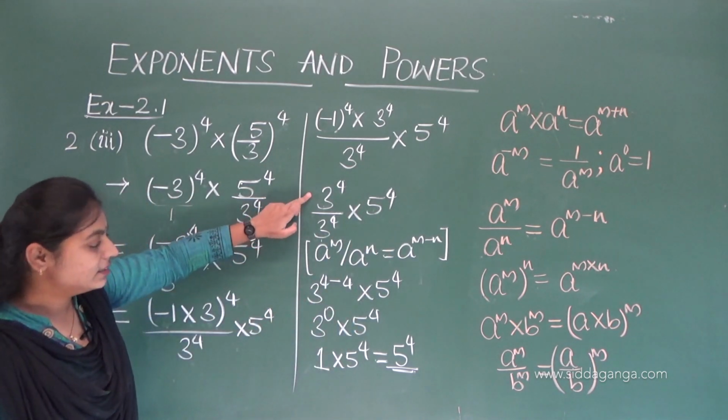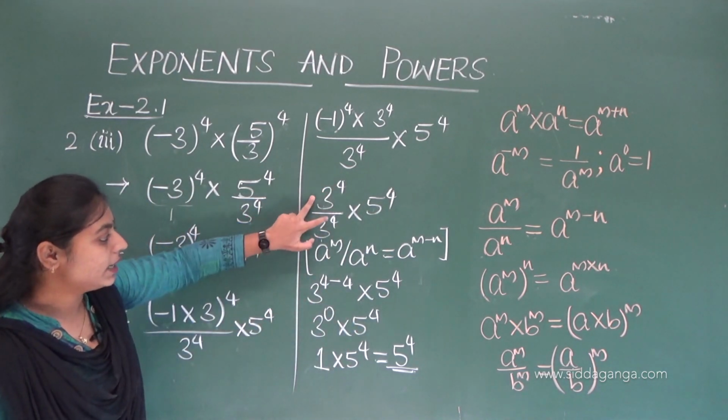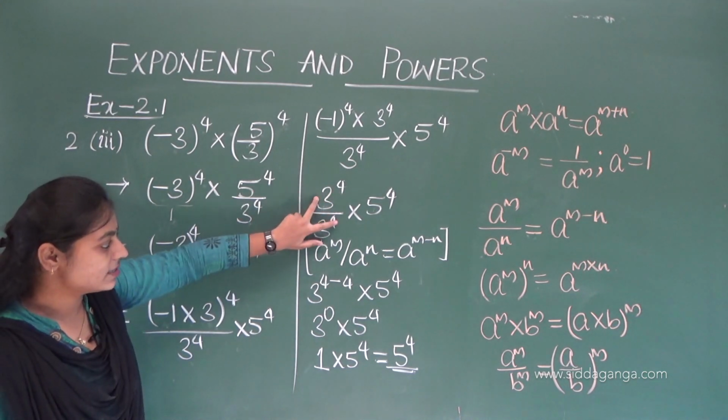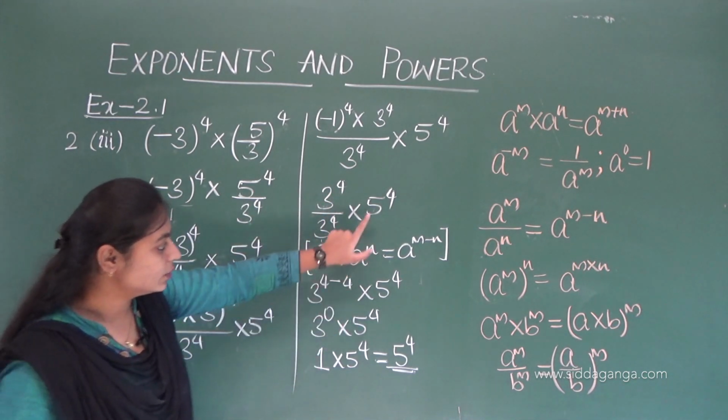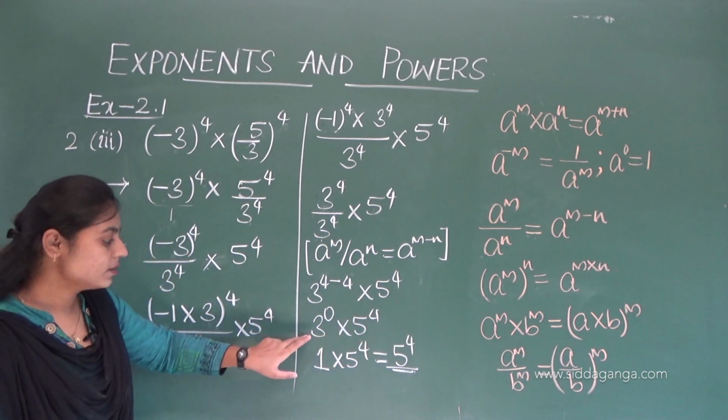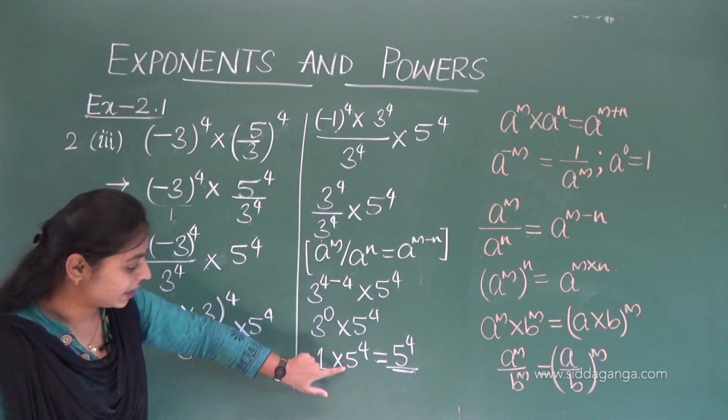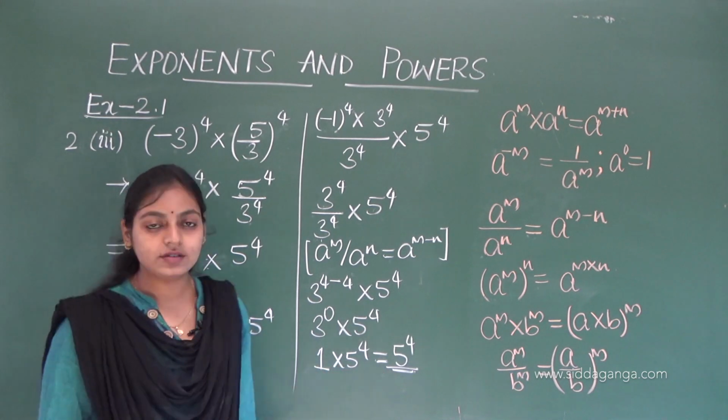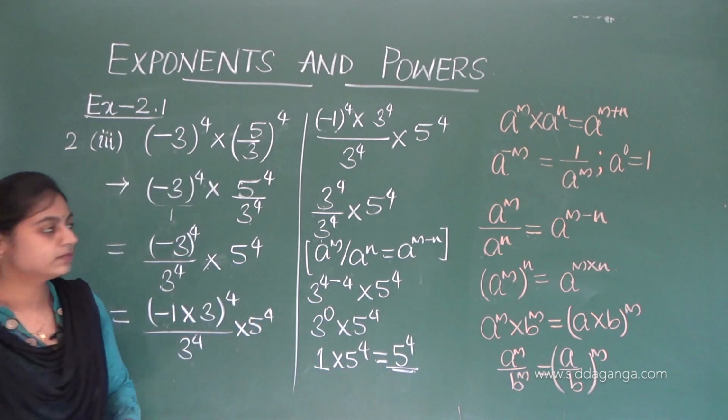So the bases are equal, there is division. So a power m by a power n is equal to a power m minus n, that is 3 to the power of 0 into 5 to the power of 4. So 3 to the power of 0 is 1 into 5 power 4. So it is equal to 5 to the power of 4.